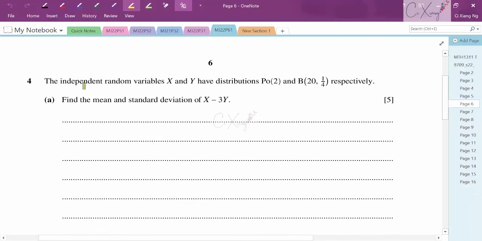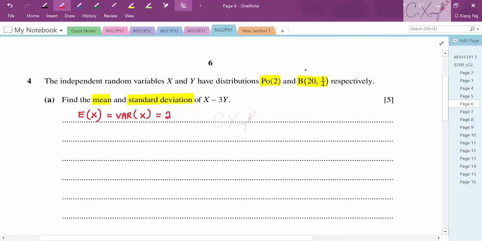Okay, question number 4. We are having the independent variables x and y, where x is Poisson distributed and y is binomial distributed. Okay, so they want us to find the mean and also the standard deviation of x minus 3y. Before we start to find the mean and standard deviation for x minus 3y, maybe we can try to identify the mean and also the variance for both x and y. Okay, so x is Poisson distributed. Therefore, we know that the mean of x and the variance of x have the same value, where both of them equal 2, because x is from Poisson. So for Poisson, our mean and variance are the same.